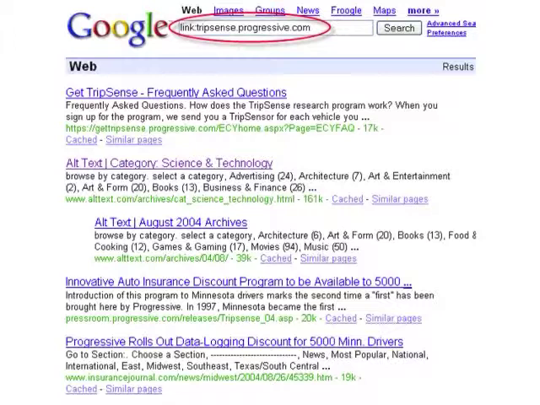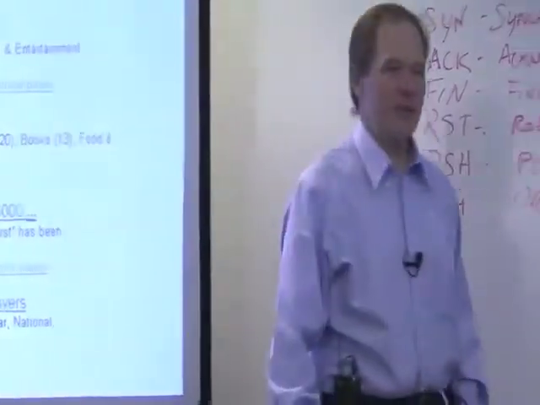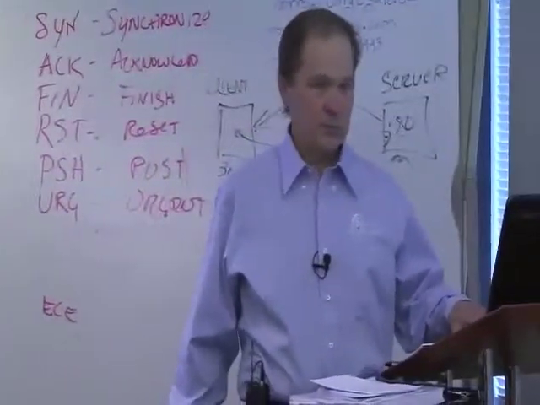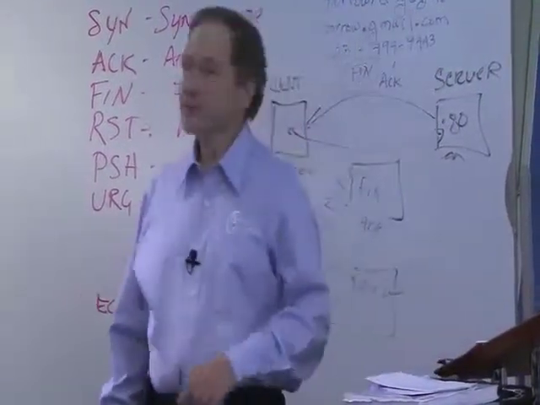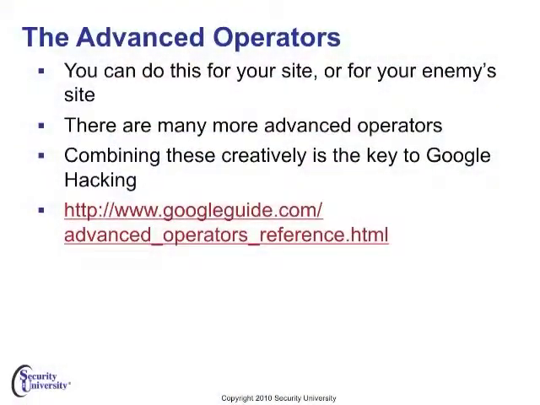Here we're going to TripSense. And that's a link, which means what? We're looking for any links that point to things which contain TripSense in the link itself. So these would be href URLs. Here's a good guide to all the advanced operators. Here you can do these yourself, and I recommend that.